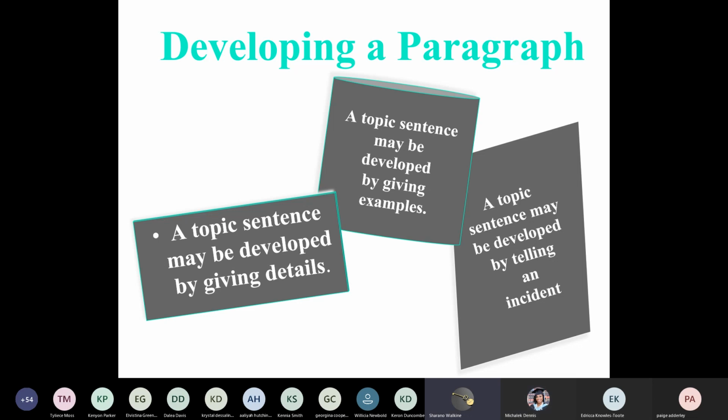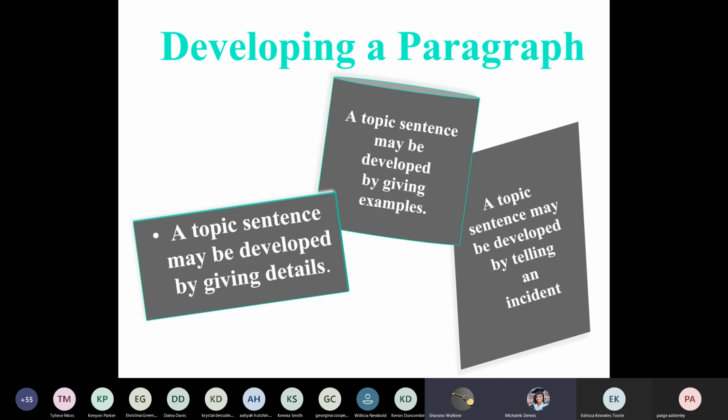Baron Nico says giving details. All right. Explain the example. Okay, so you're giving an example. So we said that by giving examples. Okay, so let's look at another one. A topic sentence may be developed by giving details. Yes, someone said details. A topic sentence may be developed by telling an incident.